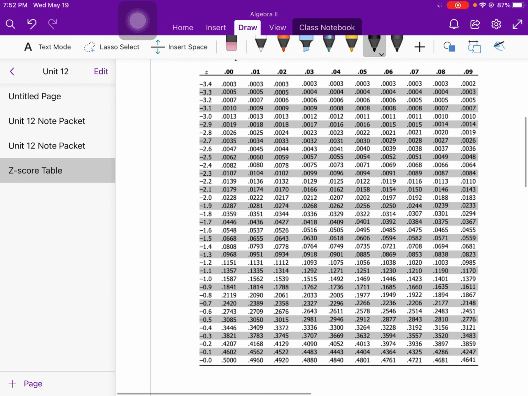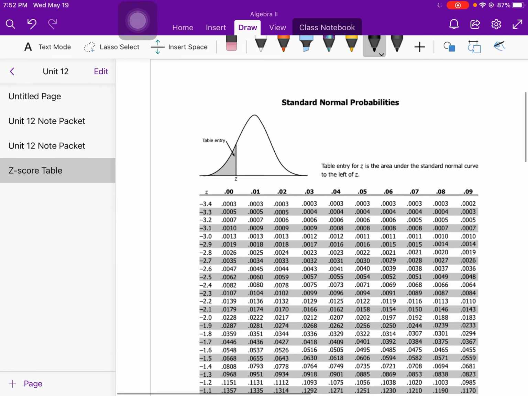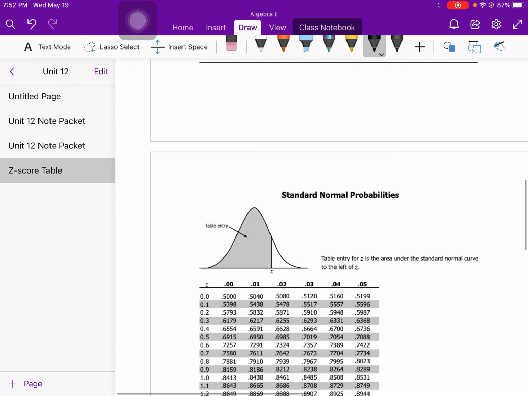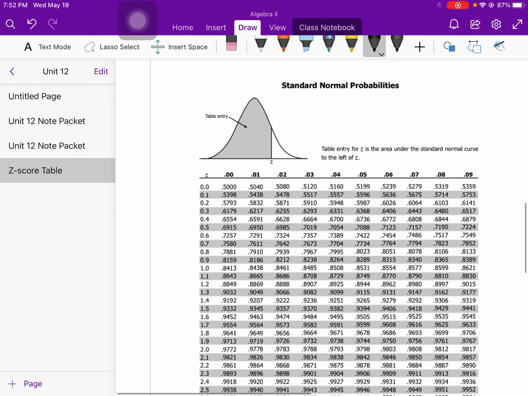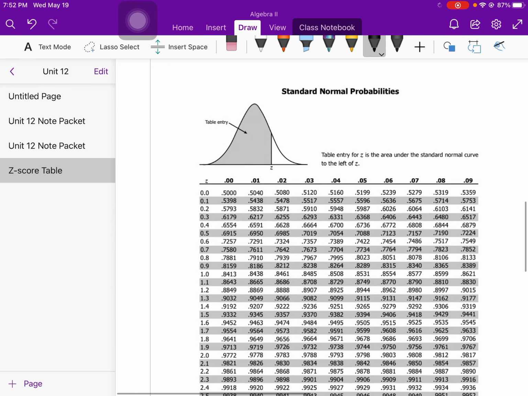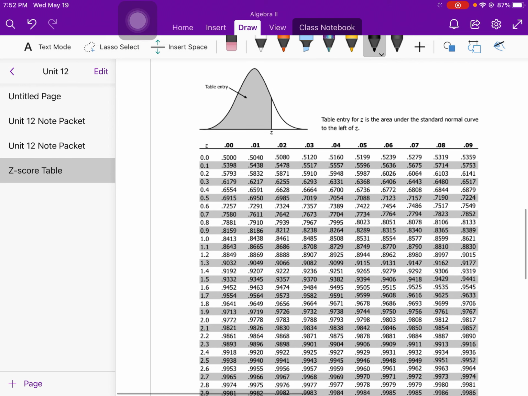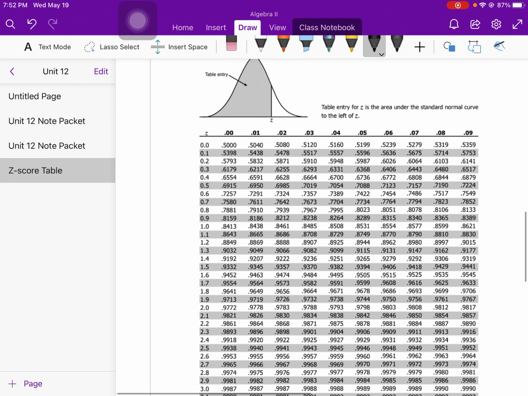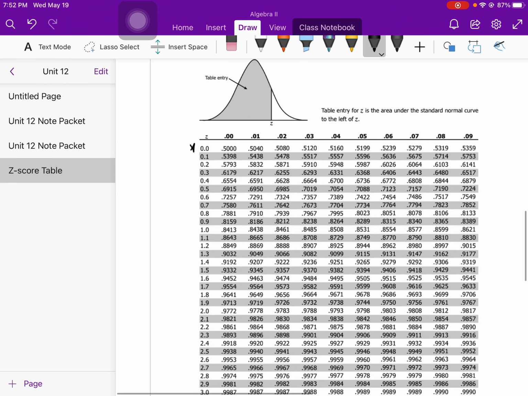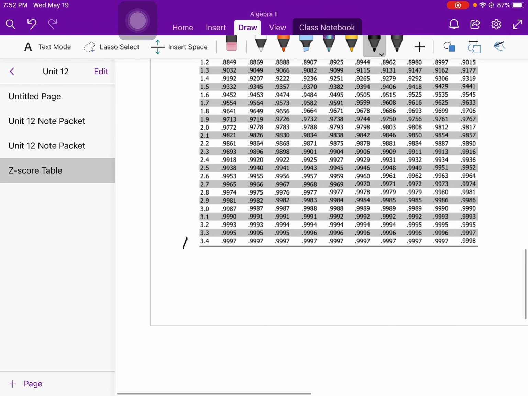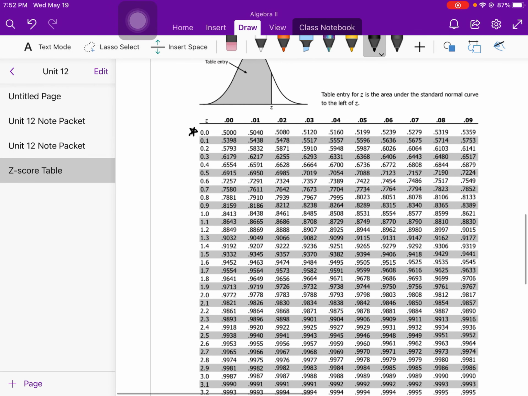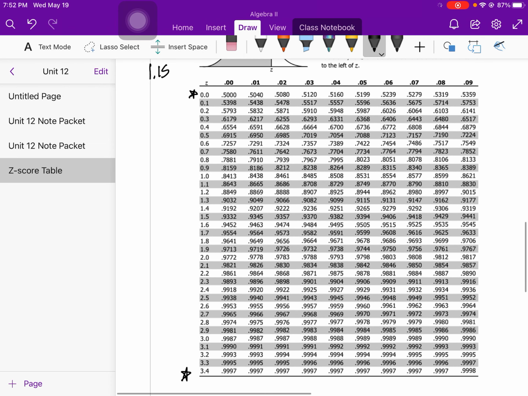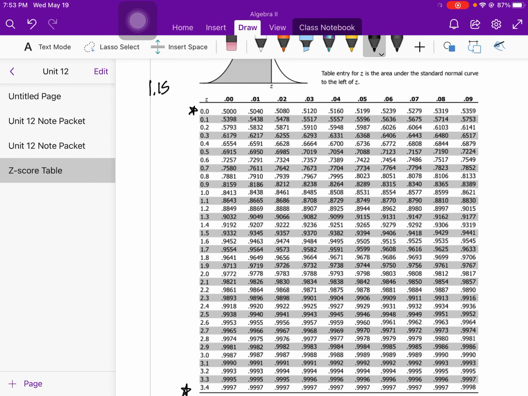So 1.15 is our z-score. Now that's a positive. There's two different tables. There is negative values and positive values. So since 1.15 is positive, we're going to go to this table. So on the left-hand side, notice it has 0.0 at the very top right here, and it goes all the way to 3.4. So we are trying to evaluate for 1.15, which means we need to find 1.1 on the left-hand side, since that's by tenths.